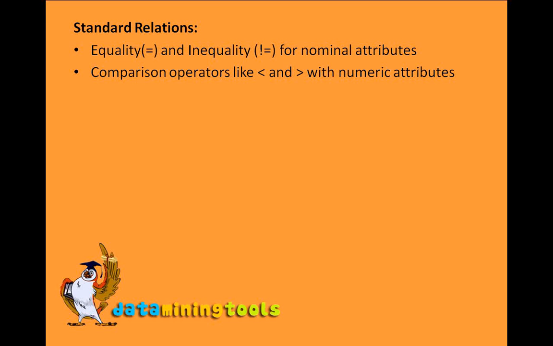Standard relations which we can have in our relational rule are equality and inequality for nominal attributes, and comparison operators like less than and greater than with numeric attributes.